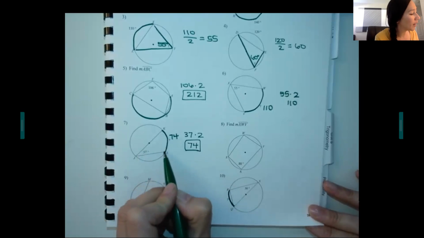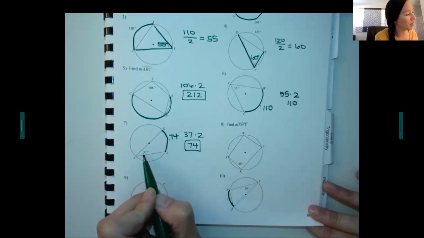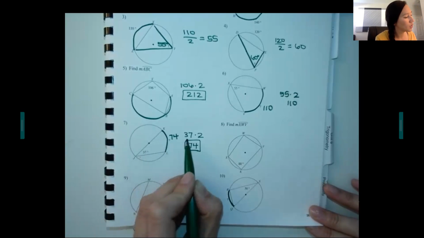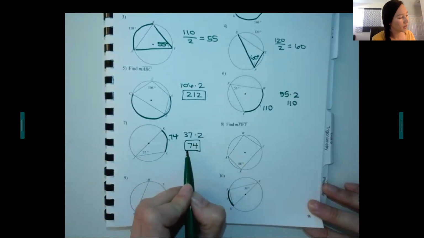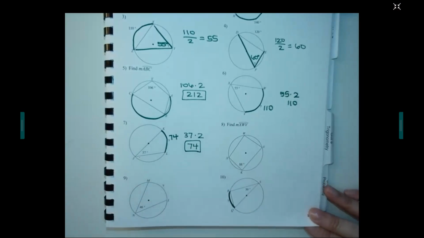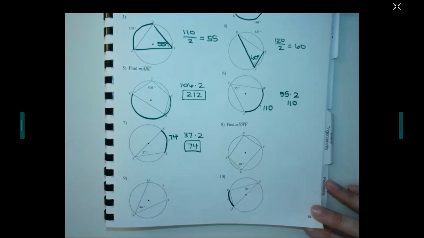So as long as you just know that this arc is double this angle, that means you just have to multiply it by 2. So the arc's always 2 times the angle. So you just do 37 times 2, which is 74. Okay, I get it now.